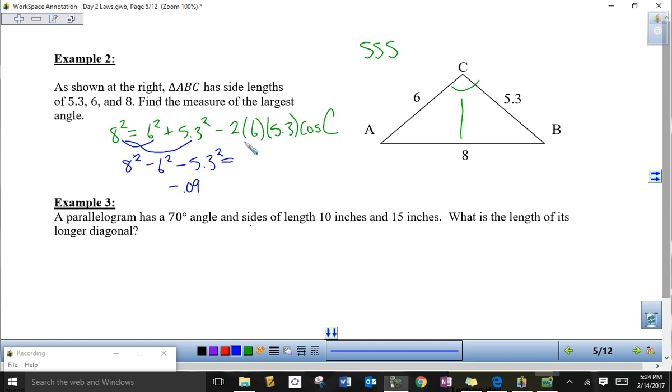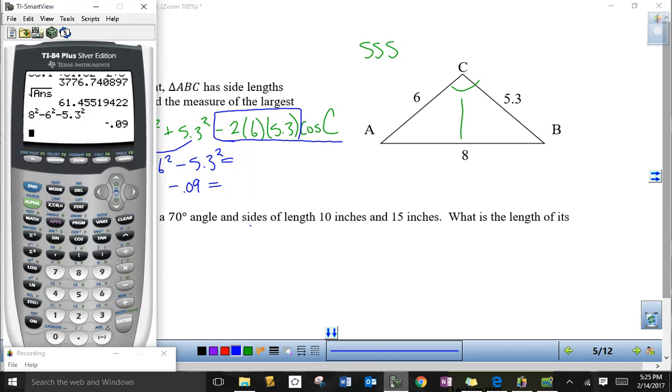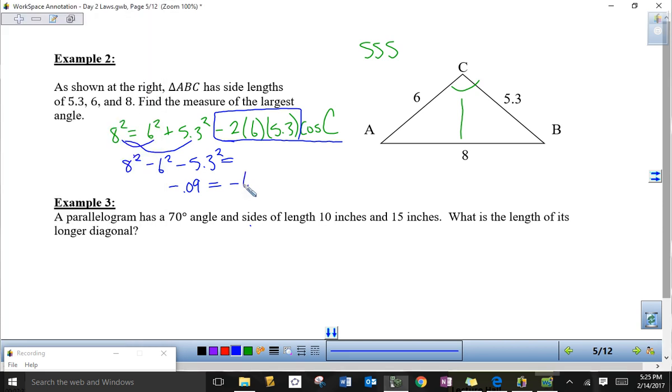Okay, we move that over, so now I've got all this still left, and I can simplify the numbers in front of cosine. Okay, we've got negative 2 times 6 times 5.3, and I'll jot that number down as well. Okay, so negative 63.6 times the cosine of C. You notice I said times, even though I don't have it written here. That means to get rid of it, I've got to divide that 63.6 away.